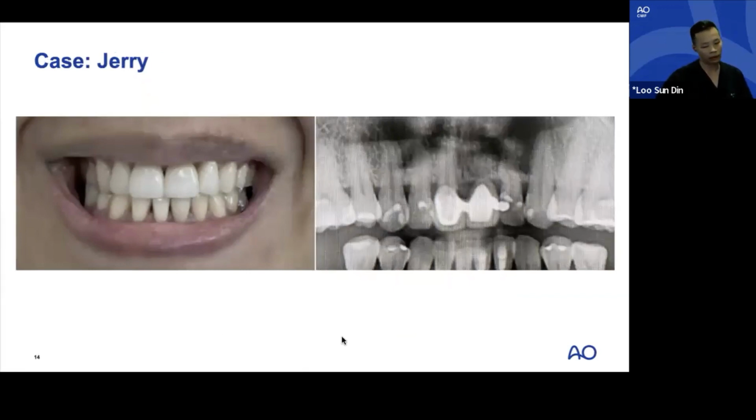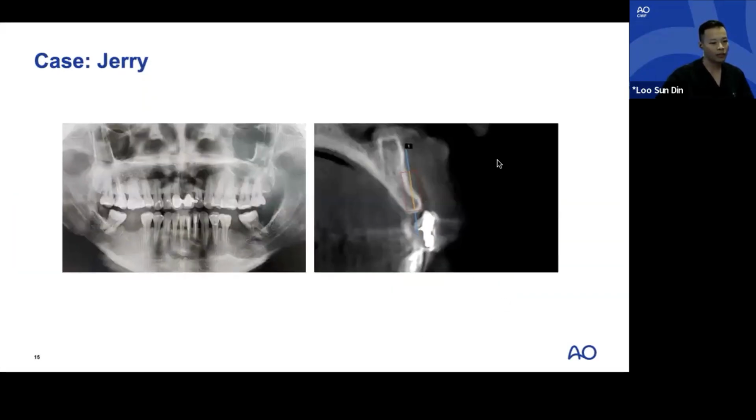Jerry here, that's not her real name. It's a straightforward case. She's sick and tired of a bridge and wants an implant. We take an OPG and a cone beam CT, and you can see that she has relatively good bone height, but she has a concave buccal defect. We've got to replace that. So we will need horizontal augmentation of roughly 4 to 5 millimeters and a screw-retained crown to be fabricated.